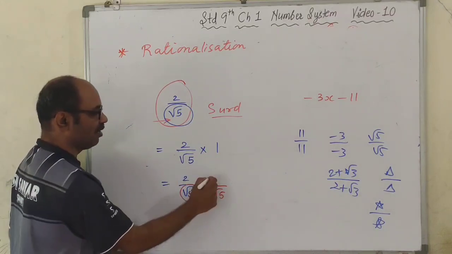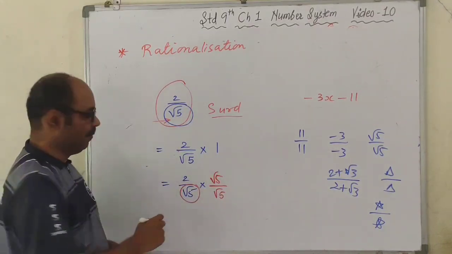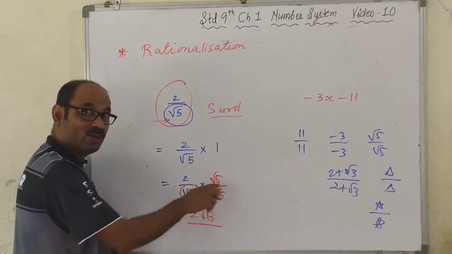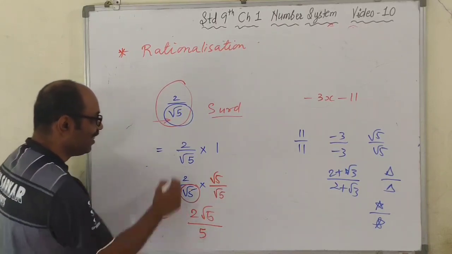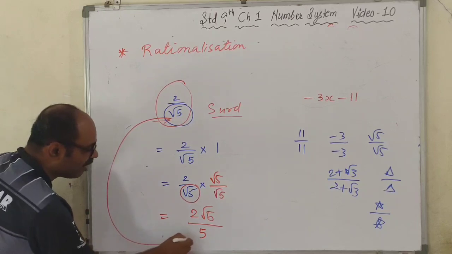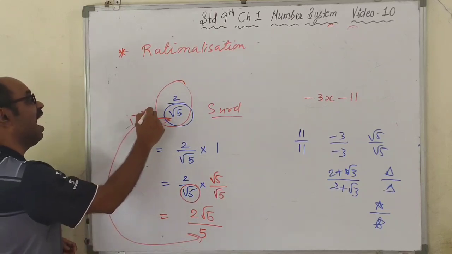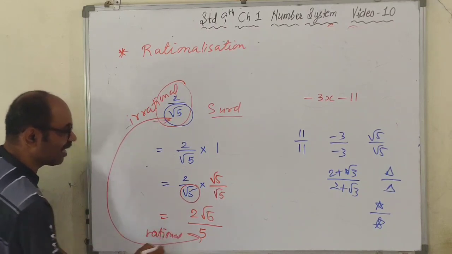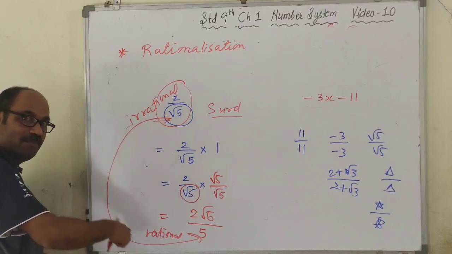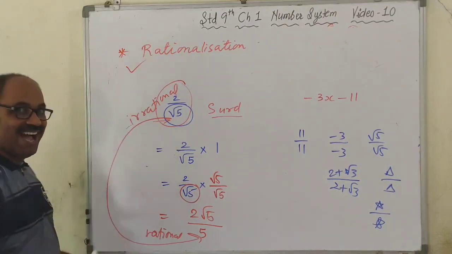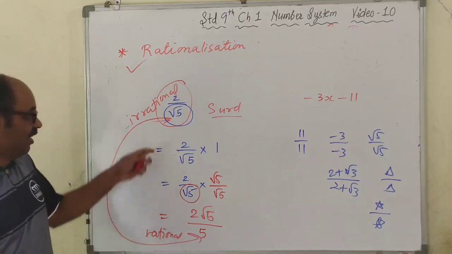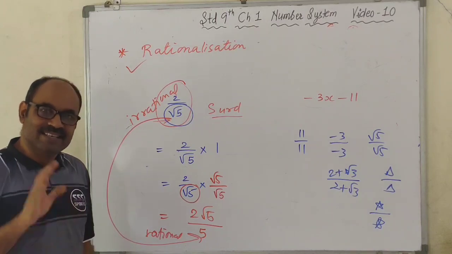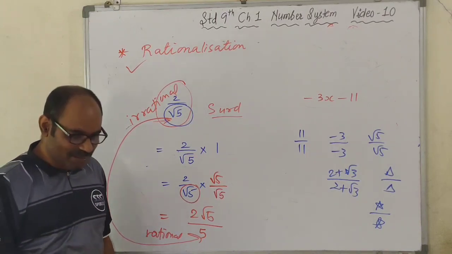But then 1 is what? Root 5 upon root 5. Now in the numerator, 2 root 5. In the denominator, root 5 into root 5 is 5. Dekh lijiye, that denominator which was irrational, ab ban gaya rational. Alright? So, transforming that denominator from irrational to rational is known as rationalization. Your denominator is having an irrational, so we rationalize the denominator. Did you understand? Are you getting me?